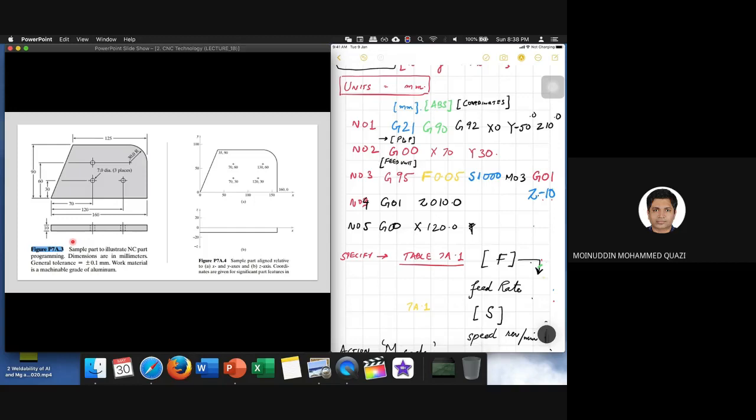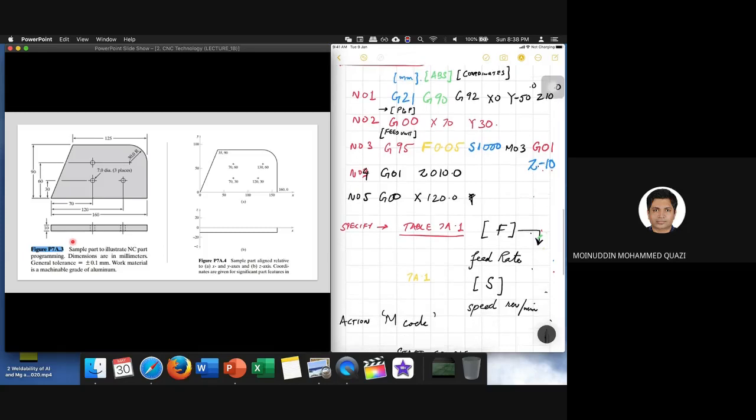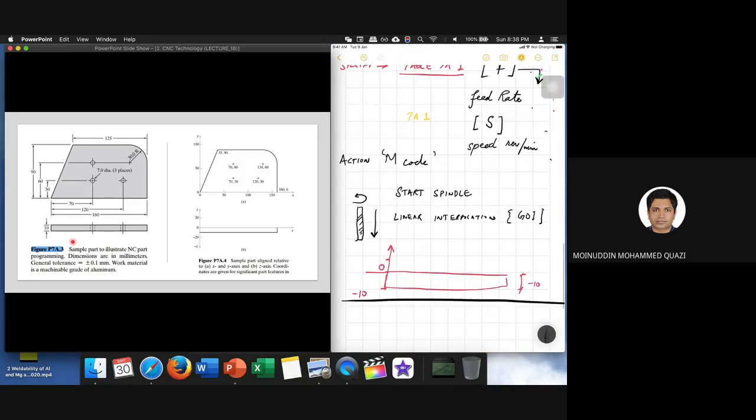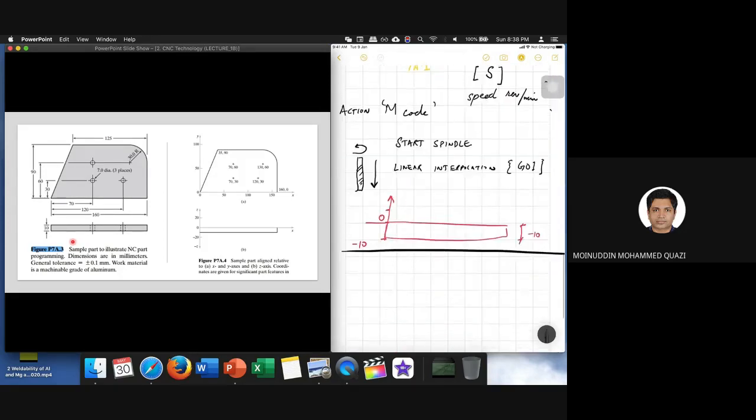I'm moving forward. You can drill hole number 1, then you can go up and drill the next hole. I want to drill the second hole, which is in front, so I will go in front. Now I will do linear interpolation, N06. Now my tool is on top.